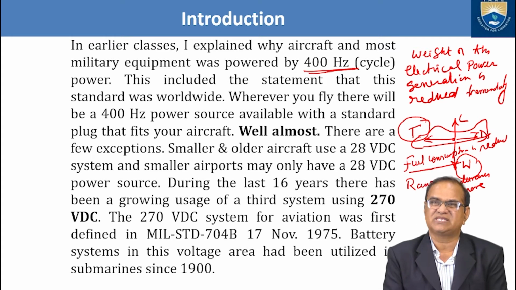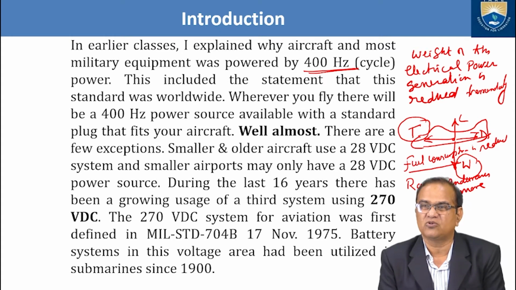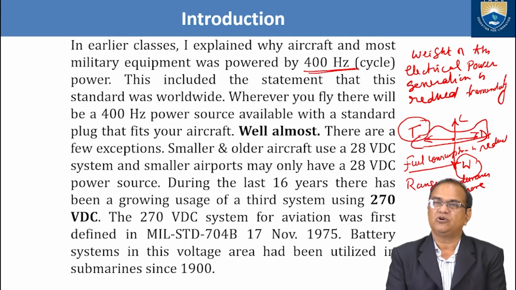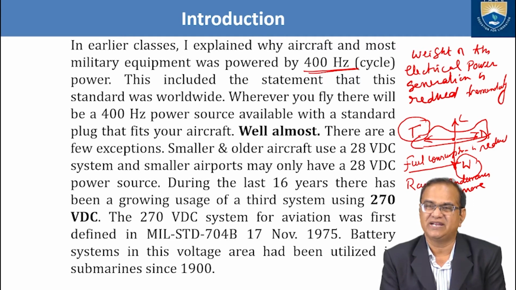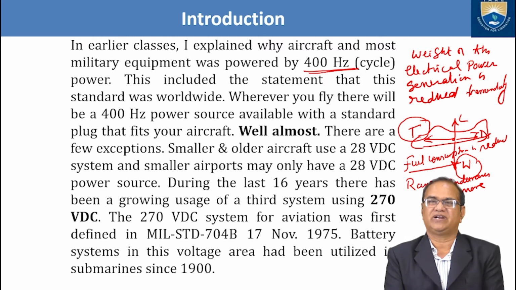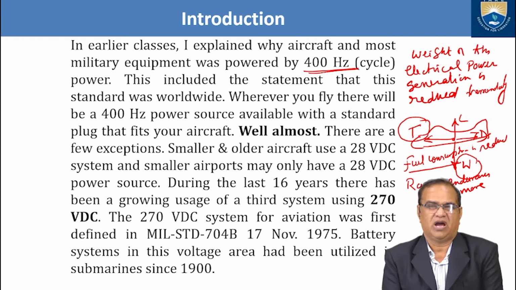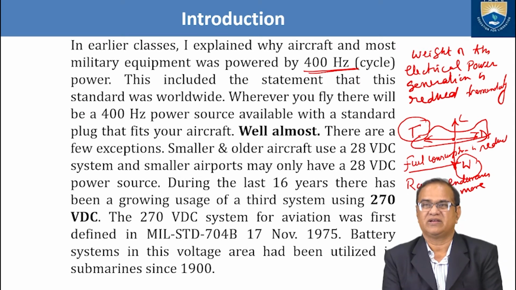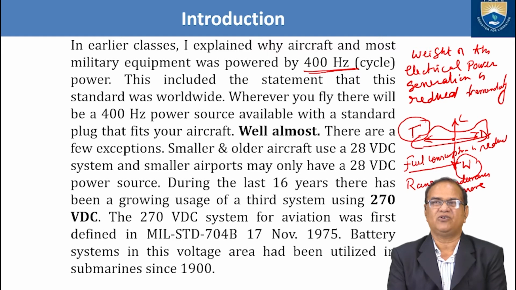Battery systems in this voltage area had been utilized in submarines since 1900. I told you before also. So in the 1900s, more than 200 or 300 years, in submarines, they used to have this 270 volt DC.